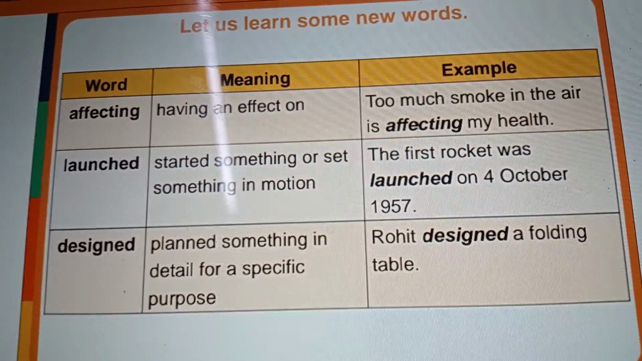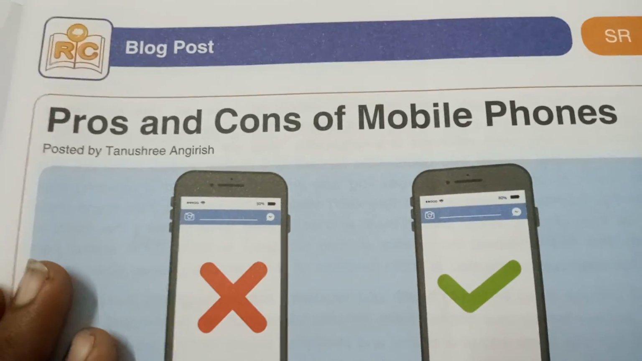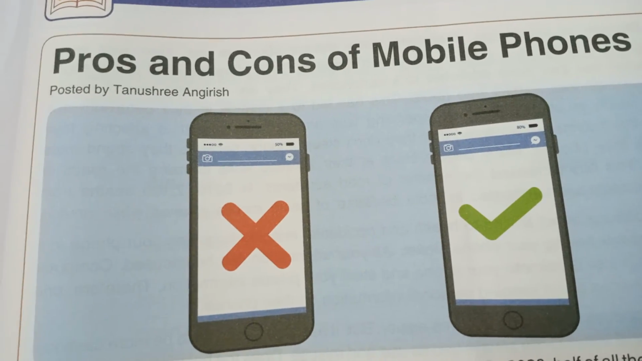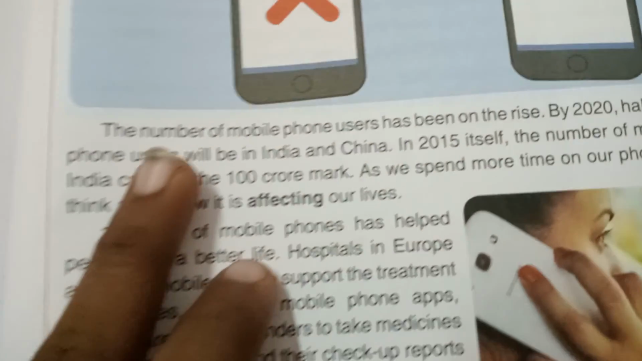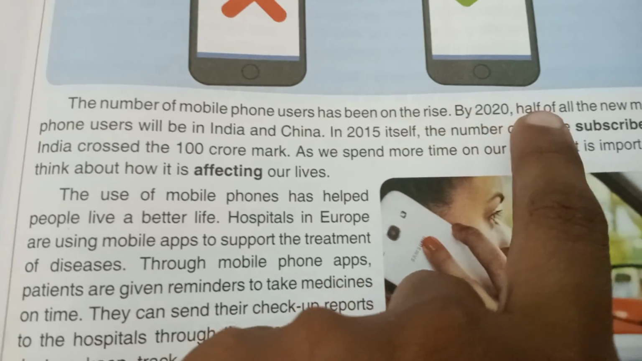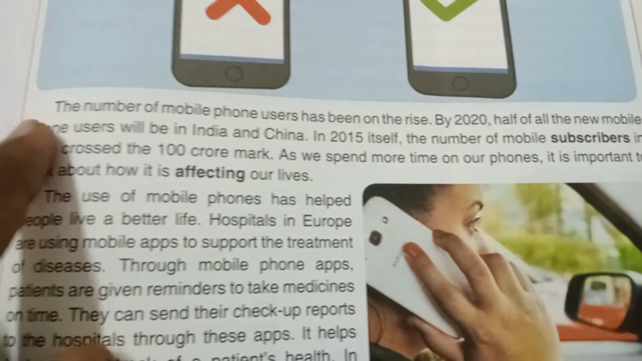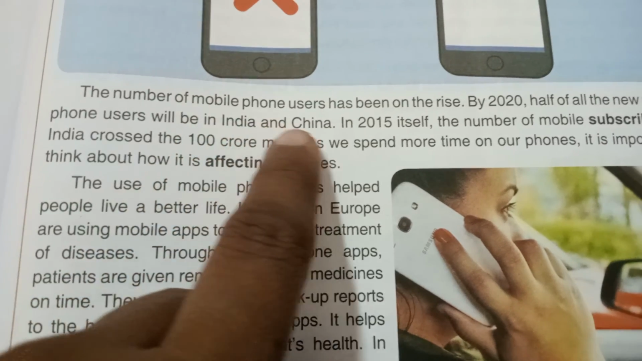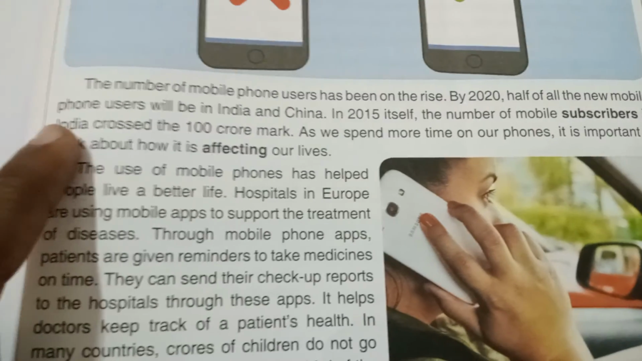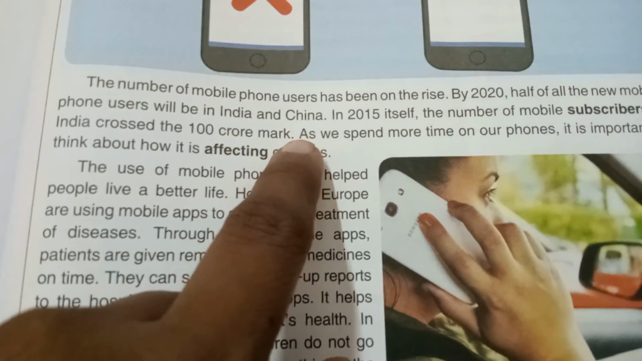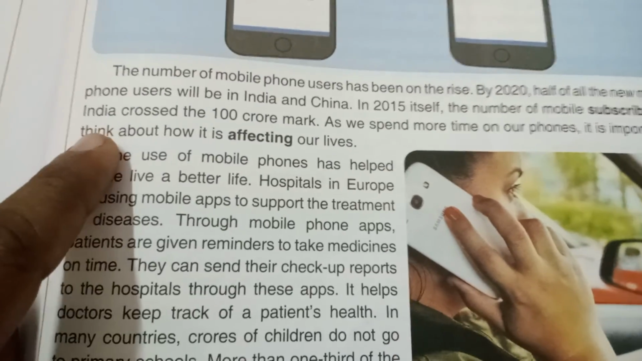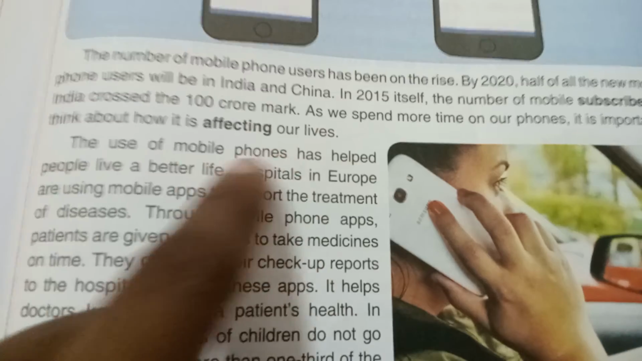SR book. Okay. So now I am going to read this. Blog post: Pros and cons of mobile phones. Posted by Dhanashree Anchorage. The number of mobile phone users has been on the rise. By 2020, half of all the new mobile phone users will be in India and China. In 2015 itself, the number of mobile subscribers in India crossed the 100 crore mark. As we spend more time on our phones, it is important to think about how it has affected our lives.